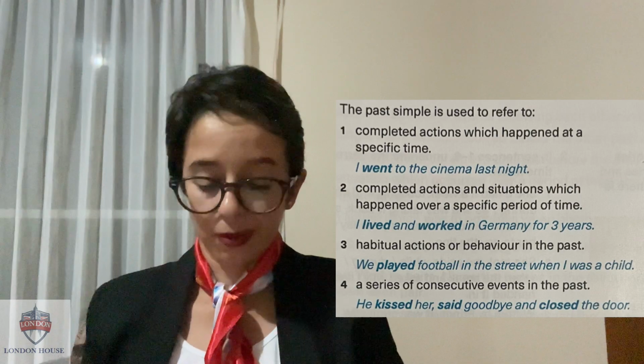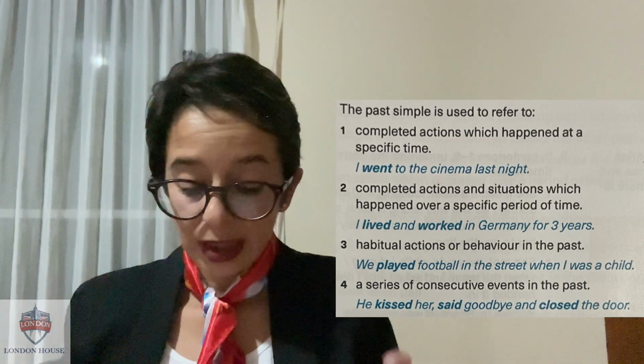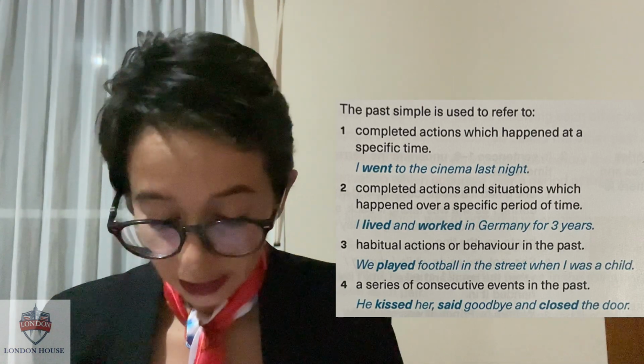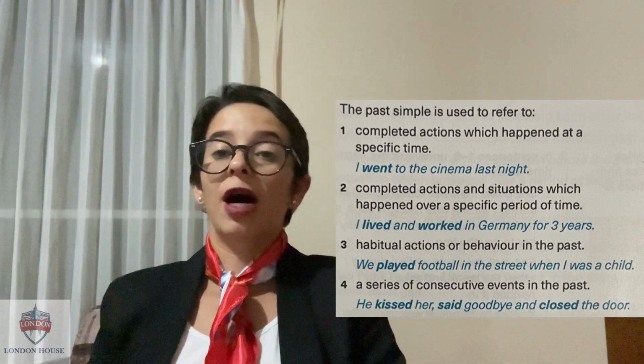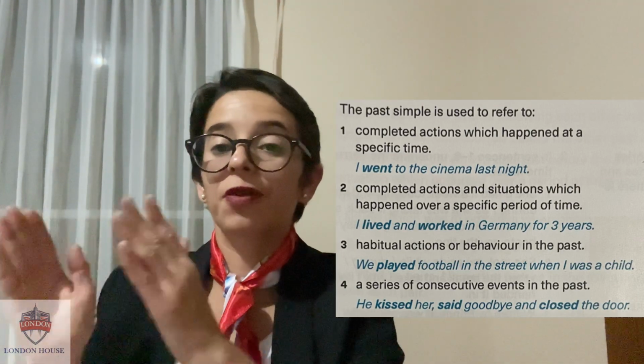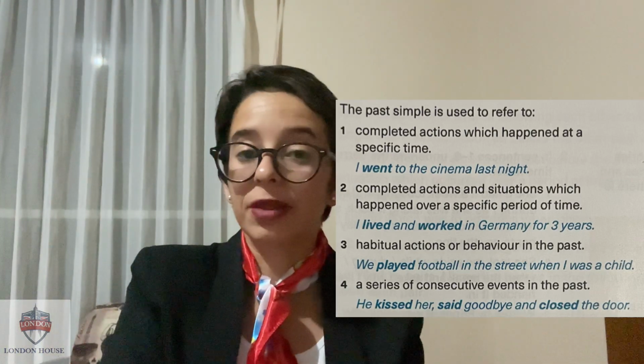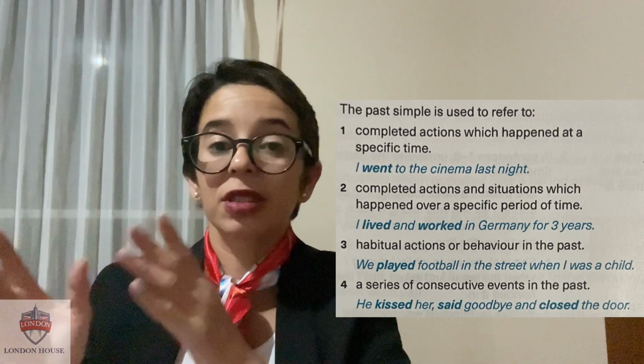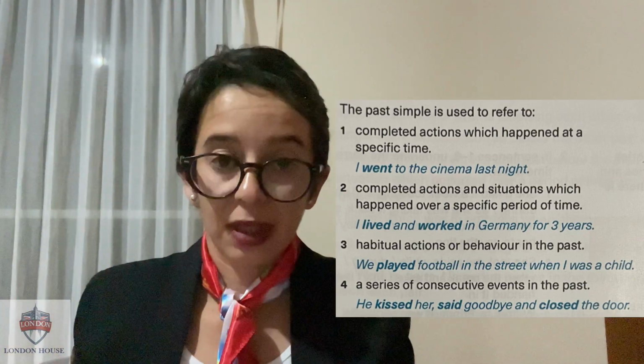For example, he kissed her, said goodbye, and closed the door, right? So you have like different actions that happened at the same time, but in a sequence, let's say, right? Now let's talk about the past continuous.